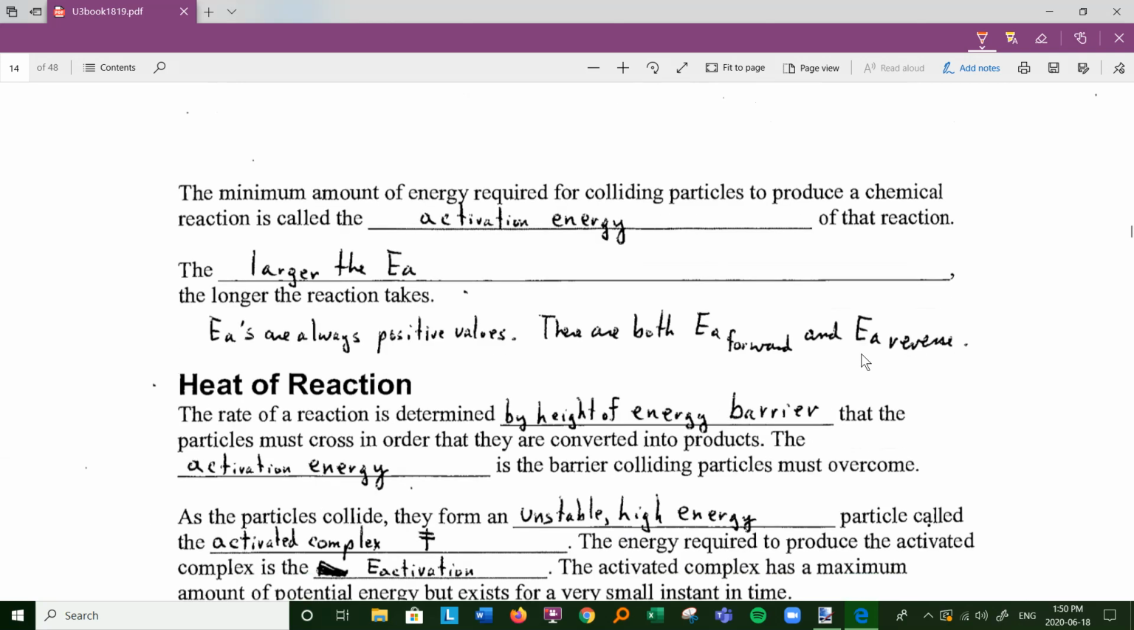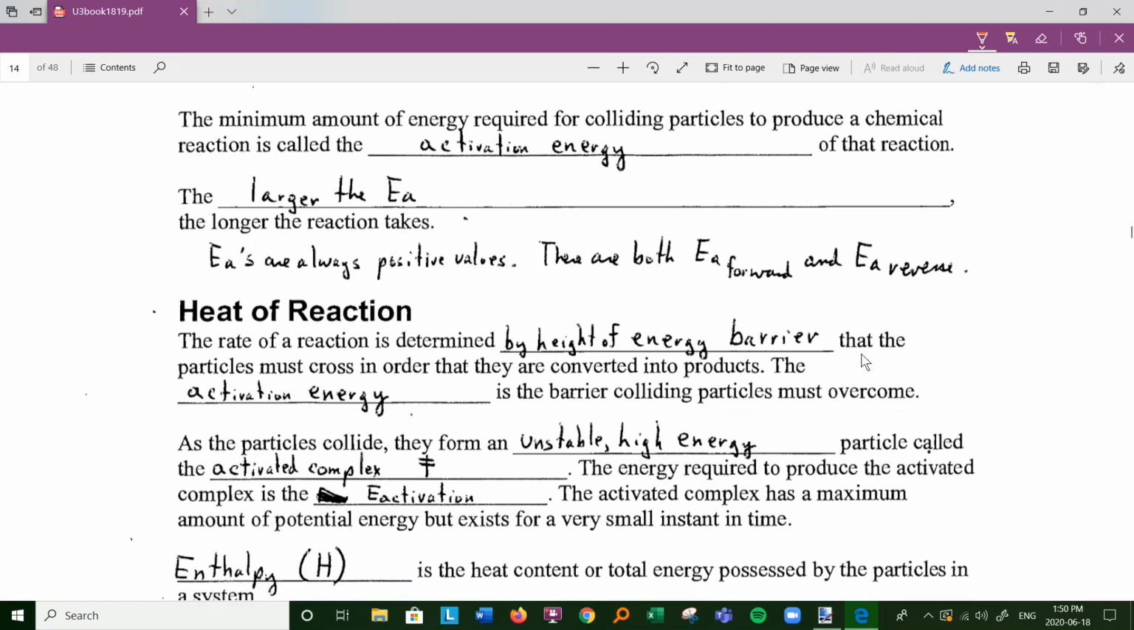The minimum amount of energy required for colliding particles to produce a chemical reaction is called the activation energy, and the larger the activation energy, the longer the reaction takes. Activation energies are always positive values, so don't quote an activation energy as a negative value. It's always a positive value, and we can talk about both forward and reverse activation energies. Okay, remember we said that before.